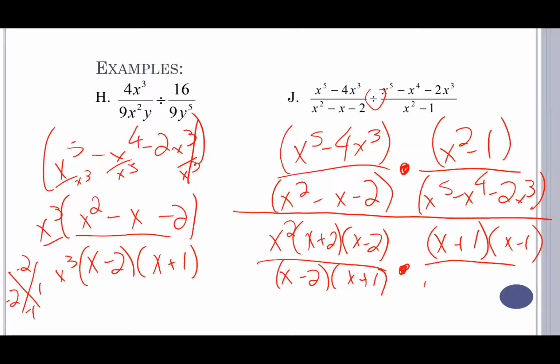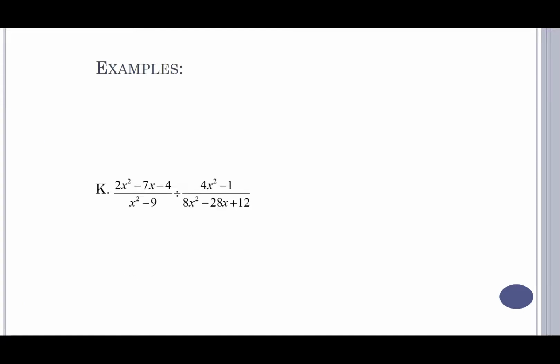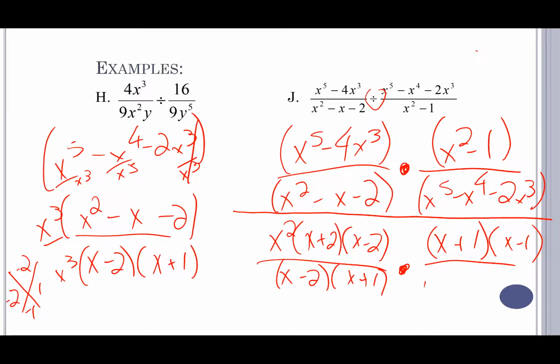Hold on, something went a little bit wrong there. I'm stuck in right-click mode for some reason. I don't know. X to the 3rd, there we go. X to the 3rd, x minus 2, x plus 1.